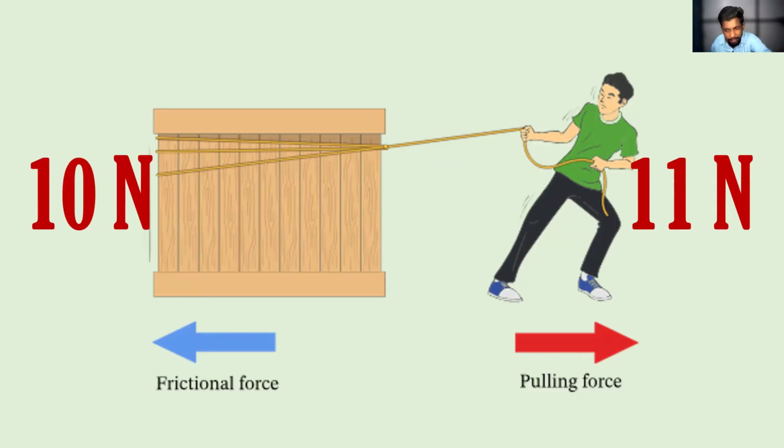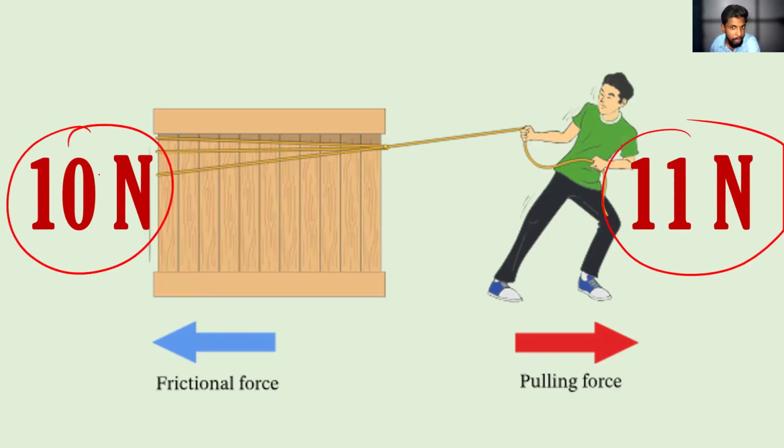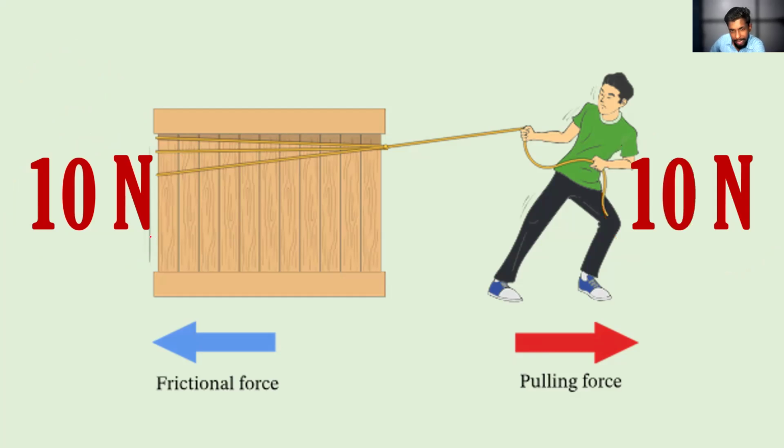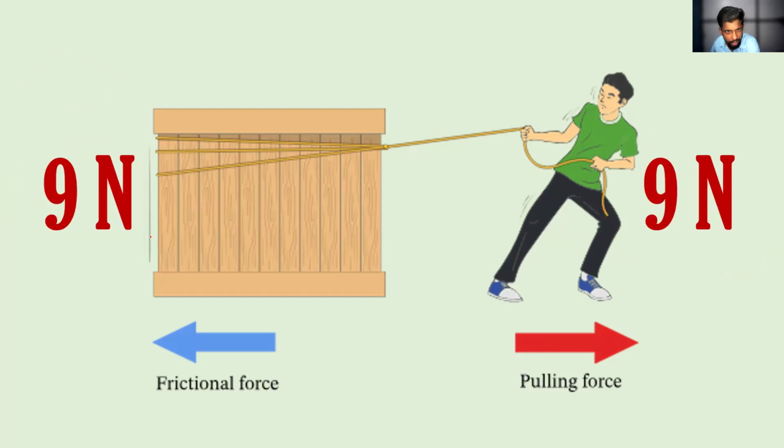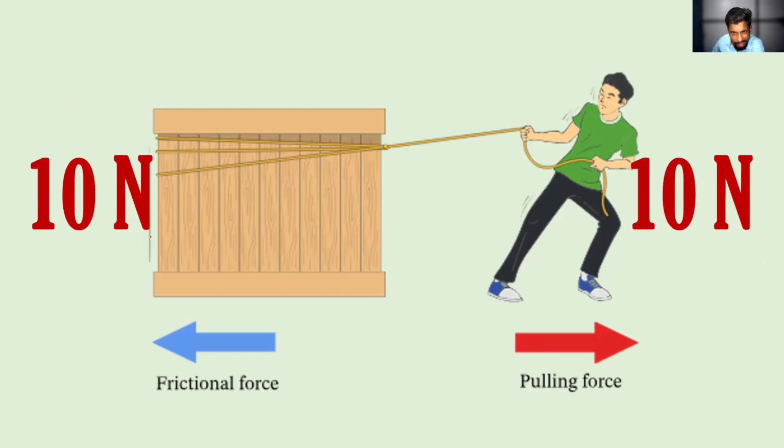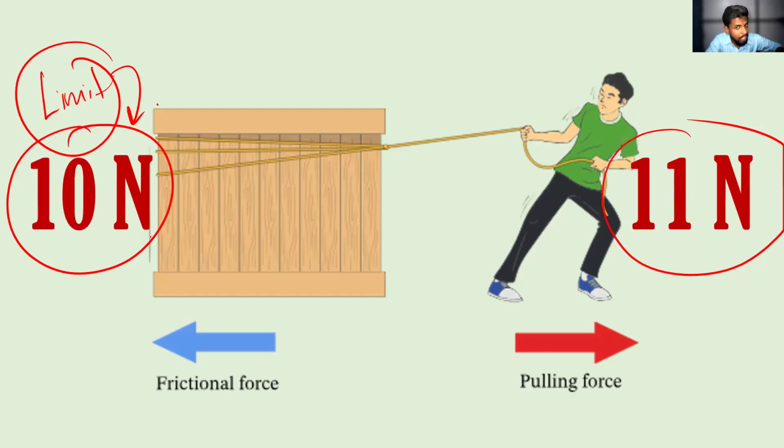But when I apply 11 Newton, what happened? The object cannot give 11 Newton because the frictional force has a limit. What is the limit? That is 10 Newton. Earlier, when I applied 9 Newton, it gave 9 Newton. When I applied 8 Newton, it gave 8 Newton. But when I apply 11 Newton, the object cannot give 11 Newton because the frictional force has a limit, that is 10 Newton. Now what will happen to the object?